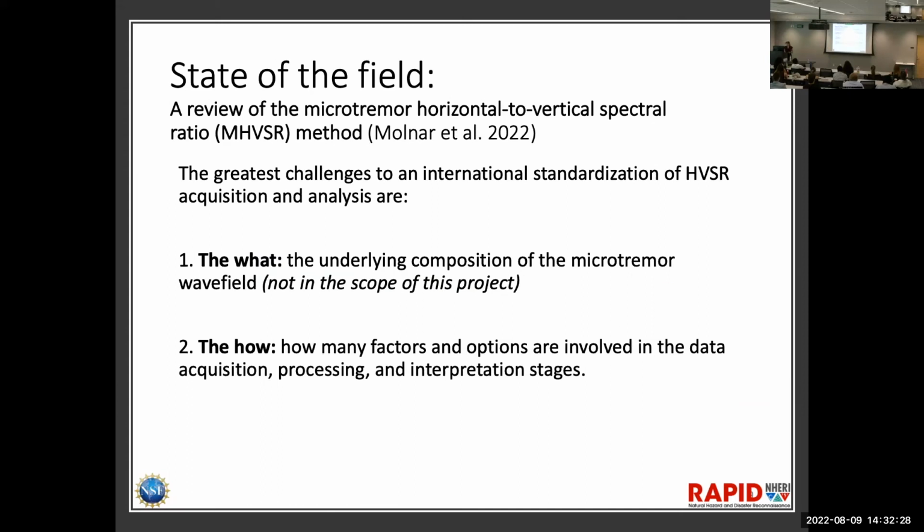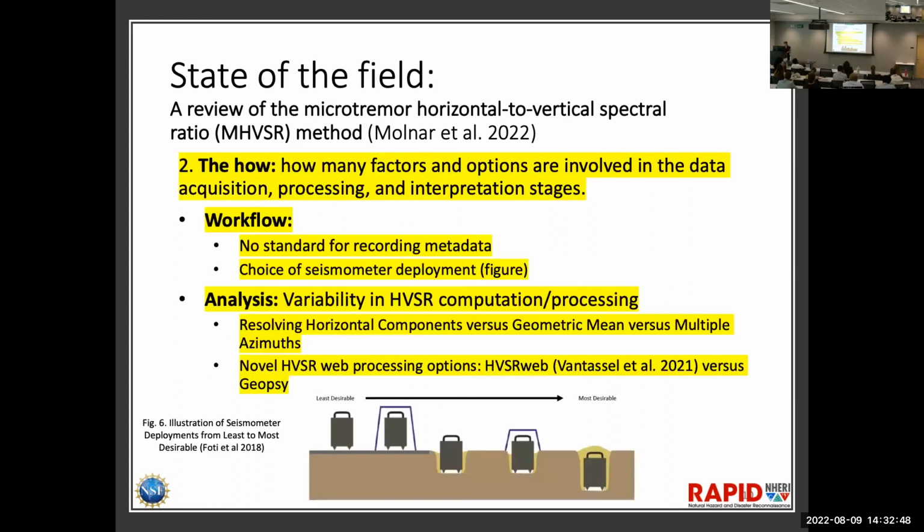So in terms of the state of HVSR, the current challenges today are understanding the composition of the microtremor wave field. These can be body or surface waves or a combination. There are a lot of theories about this, but it's not the focus of my research. I'm focused on understanding how many factors and options are involved in the data acquisition, processing, and interpretation stages. To break this down, there are a lot of factors, but the ones I worked on this summer are workflow and analysis. One really great paper for this is Molnar in 2022. I would recommend it if you're interested in this.